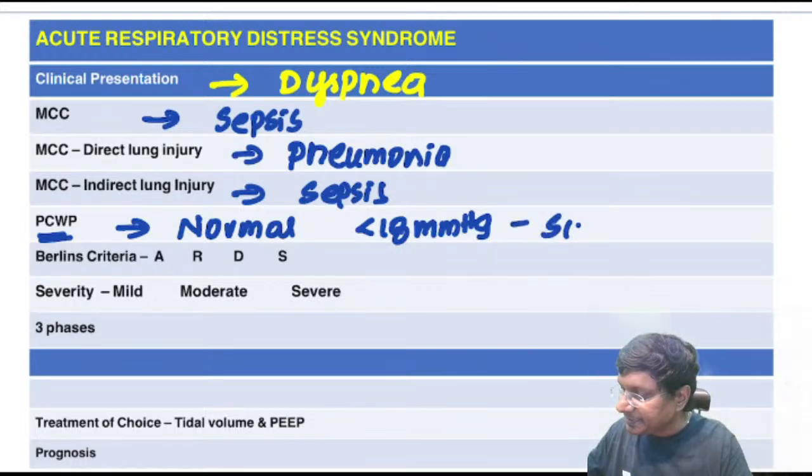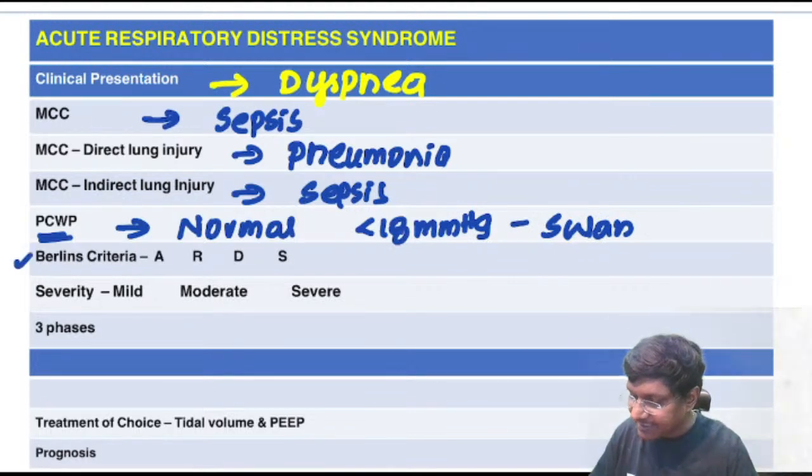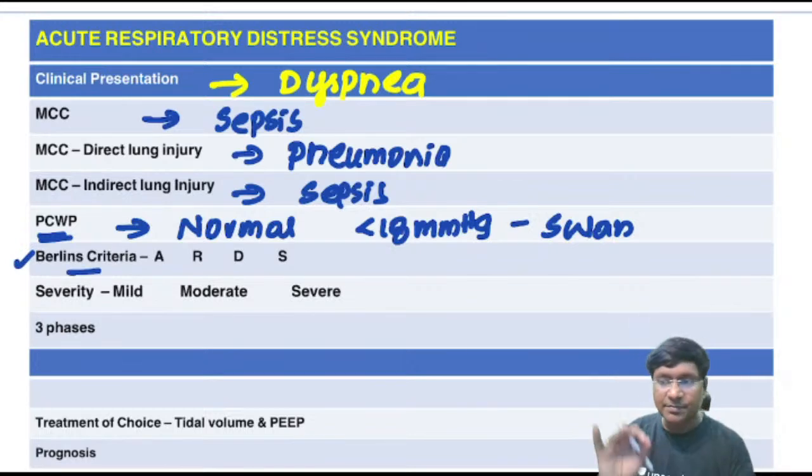We measure pulmonary capillary wedge pressure with the help of a Swan-Ganz catheter. Now, what is the name of the criteria for ARDS? The name of the criteria for ARDS is the Berlin criteria. So you have 4 criteria. I have made a mnemonic out of it.